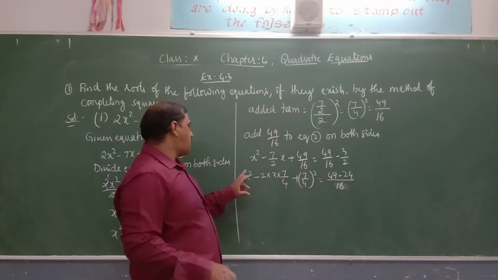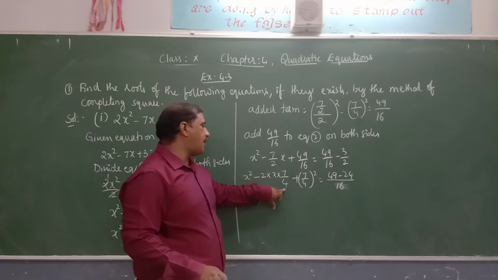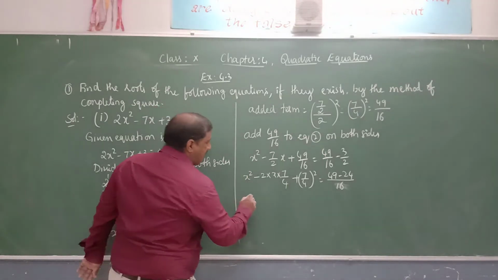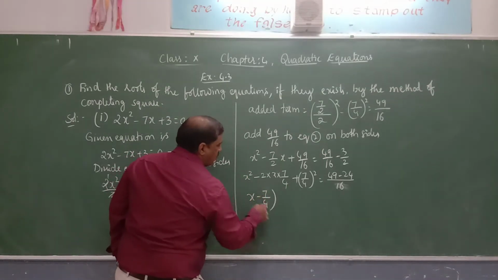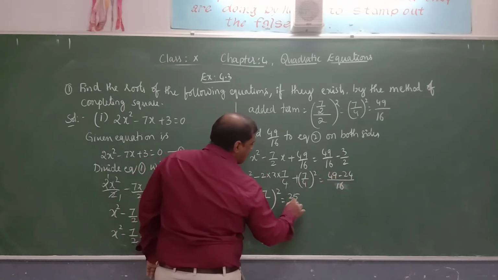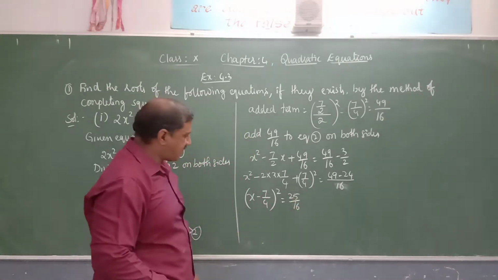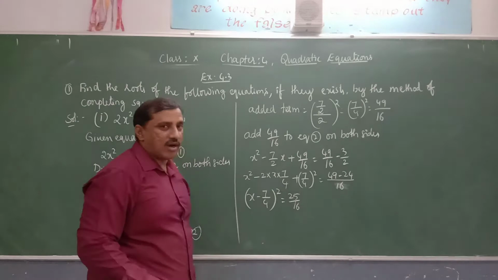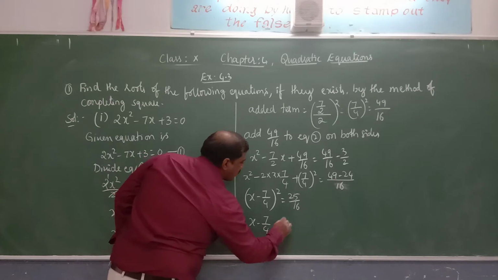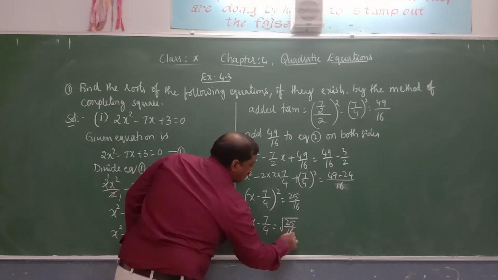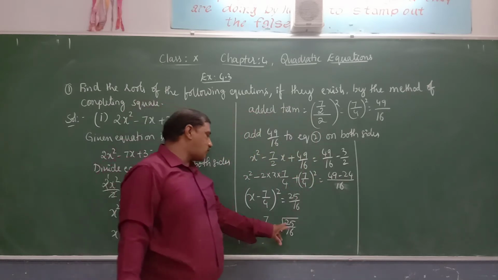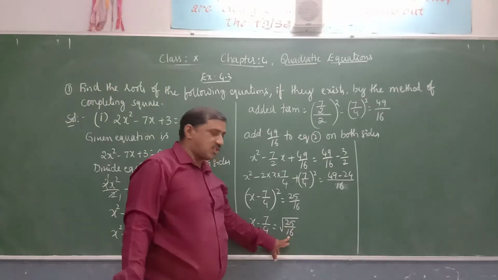Now it is in the form of a square minus 2ab plus b square, (a minus b) whole square. So it is (x minus 7 by 4) whole square, that is equal to 49 minus 24, it is 25 by 16. Now transpose the square to the RHS, it will become square root. x minus 7 by 4 is equal to the square root of 25 by 16, and we'll get two values. Square root of 25 is 5, square root of 16 is 4.